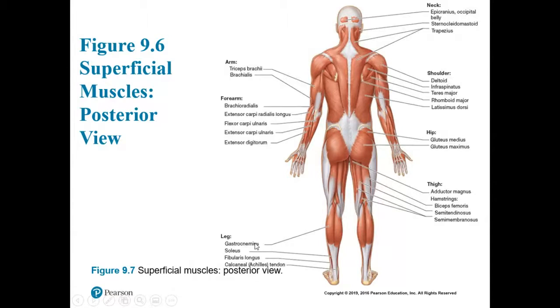Last but not least, we have the lower end of the leg. We have the gastrocnemius, soleus, fibularis longus, and calcaneal tendon right there. Gastrocnemius is your calf. Notice the 2 heads right there. Again, some of us have a wider gastrocnemius than others, right? Depending on how much you work this. There's people that walk essentially on their toes. I don't know if you've noticed, right?